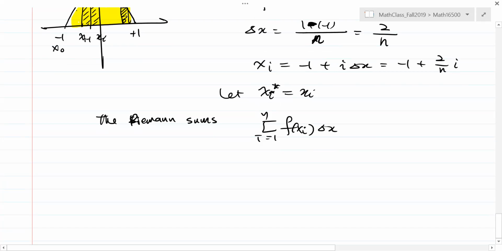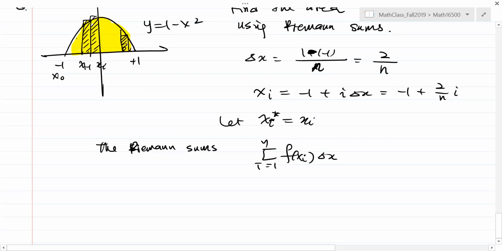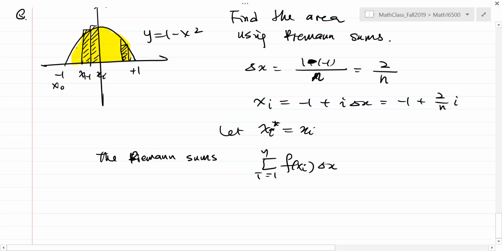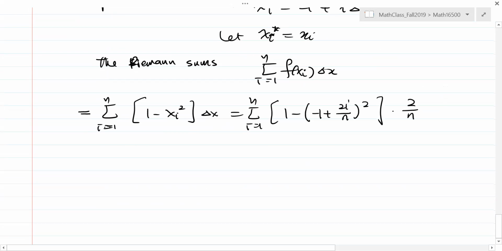All right. So let's calculate the Riemann sums. I'm very curious about the area of this portion of the parabola. So the Riemann sum is going to be f of xi, which is 1 minus xi squared, times delta x. That's the first step. Then let's put in the details. 1 minus xi squared is going to be 1 minus (-1 plus 2i over n) squared. Well, it's not as simple. Then you get this.